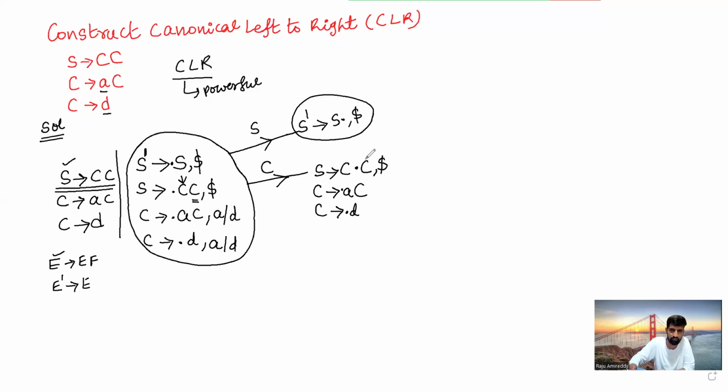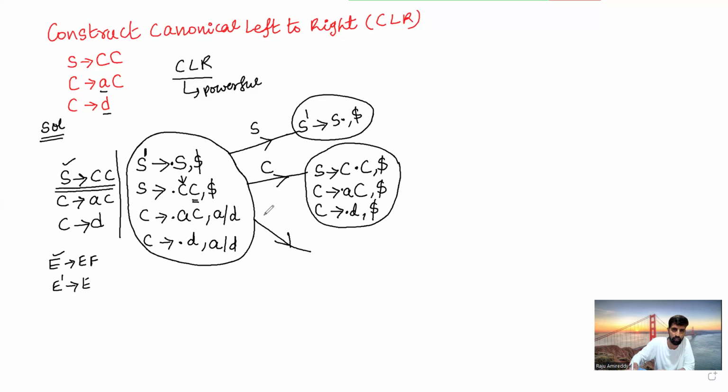What about after the C? We have dollar there. Okay, so for this C we have written these values. Now you need to find the look ahead for this C. After C we have dollar. So first of dollar is dollar, as well as this value is also dollar. Okay, so like this we need to find out the look ahead symbols in the CLR.